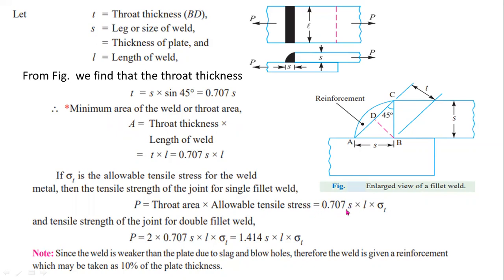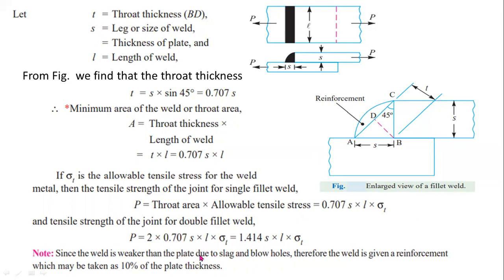In a similar way, for a double transverse fillet weld, you have to multiply this equation by 2. So P equals 2 into 0.707 S into L into sigma T, which is the tensile strength for a double transverse fillet weld. That is, P equals 1.414 S into L into sigma T.